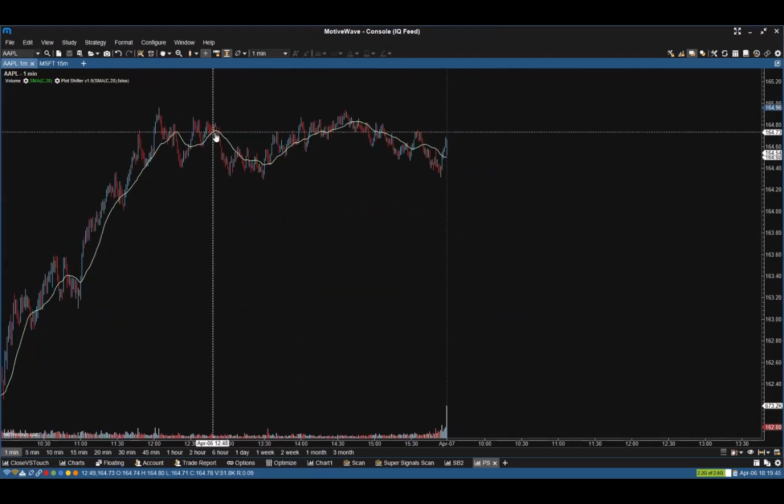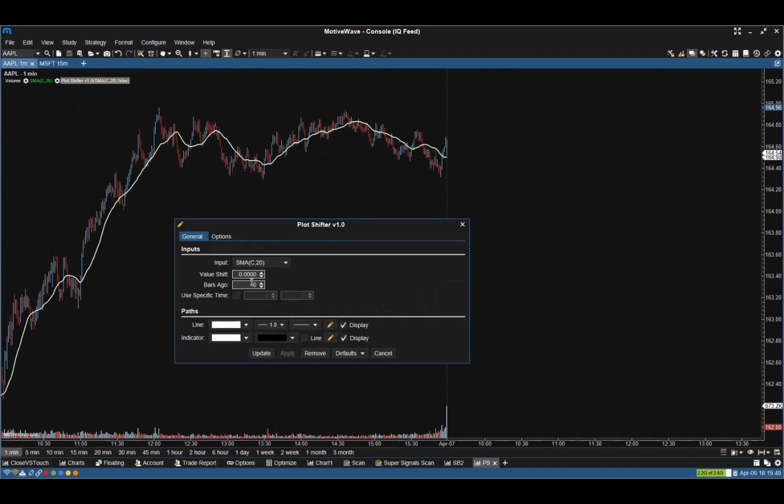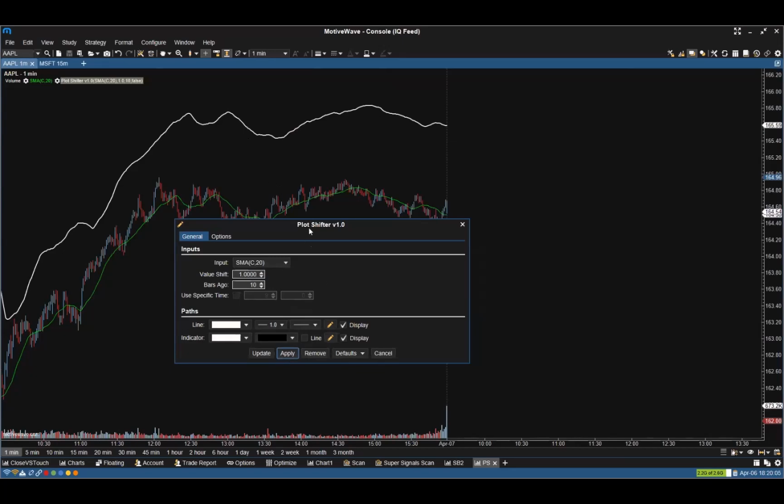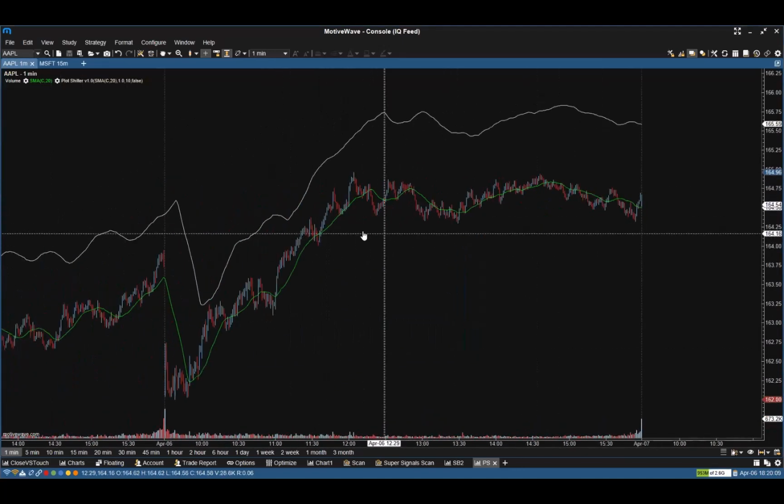So here it's just plotting exactly what the SMA was, but maybe I want to know what was the SMA 10 bars ago. So I can click bars ago 10, apply. And now you see it's creating a moving average that's lagging by 10 bars. Maybe I want to see what's the value plus 100 ticks. Or, sorry, value shift. This is actually in pure values. So plus $1, what would the MA look like? So you're able to create these shifted values.